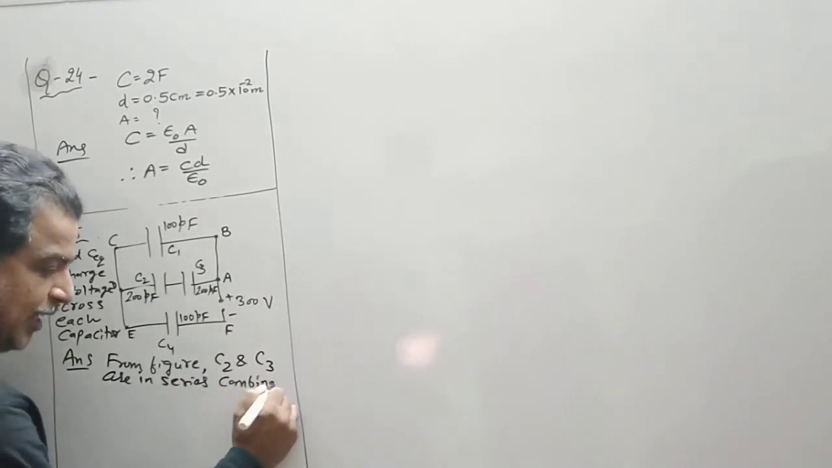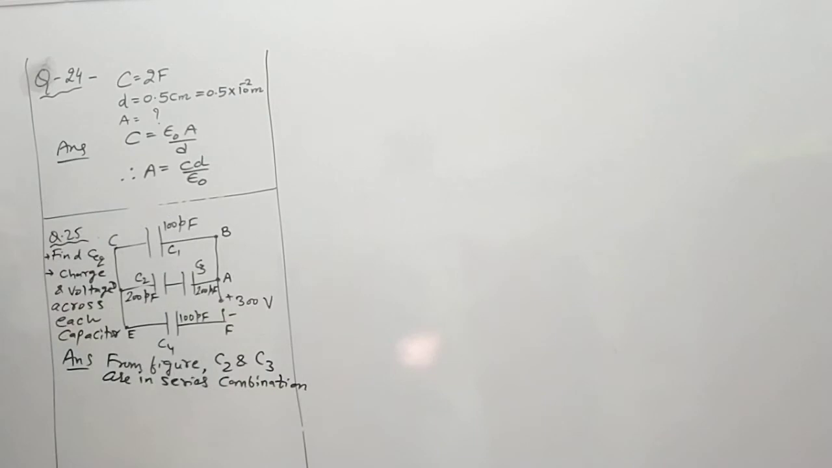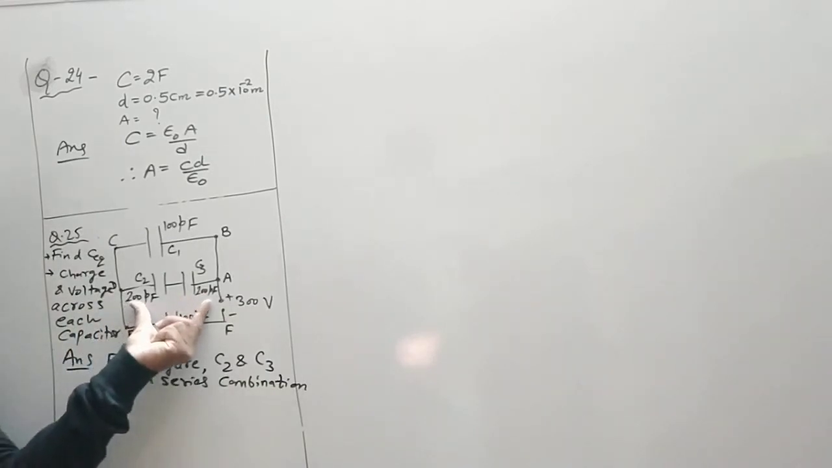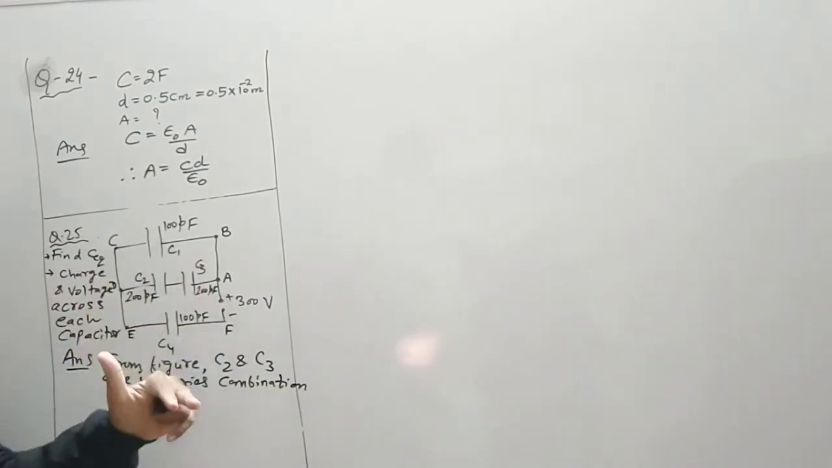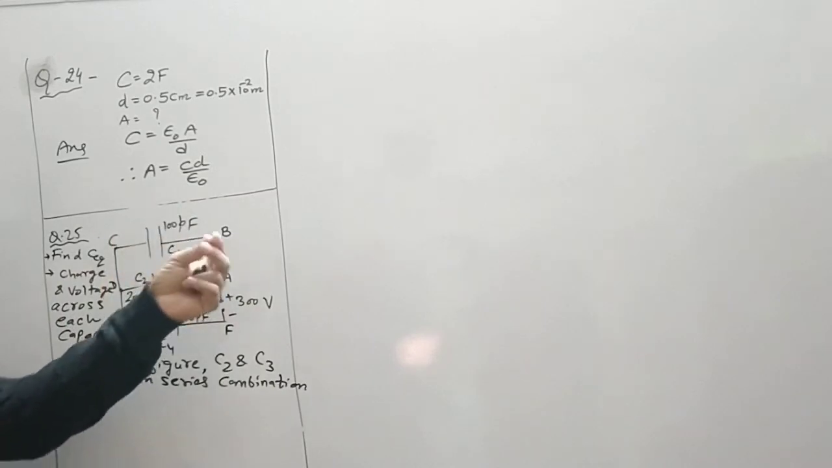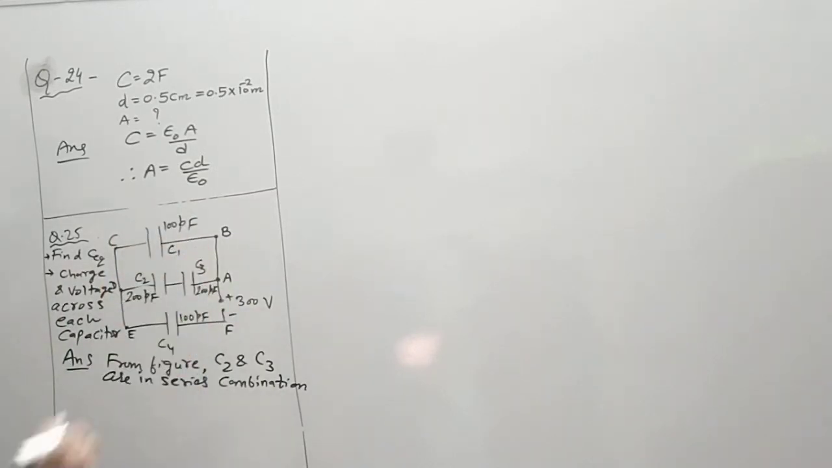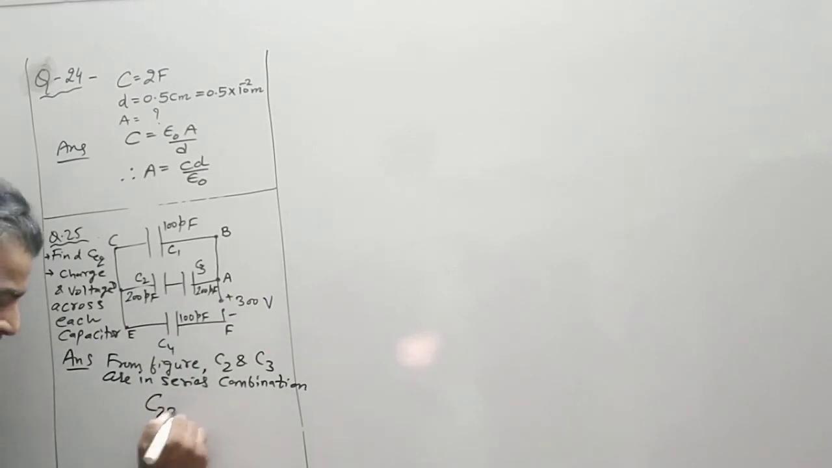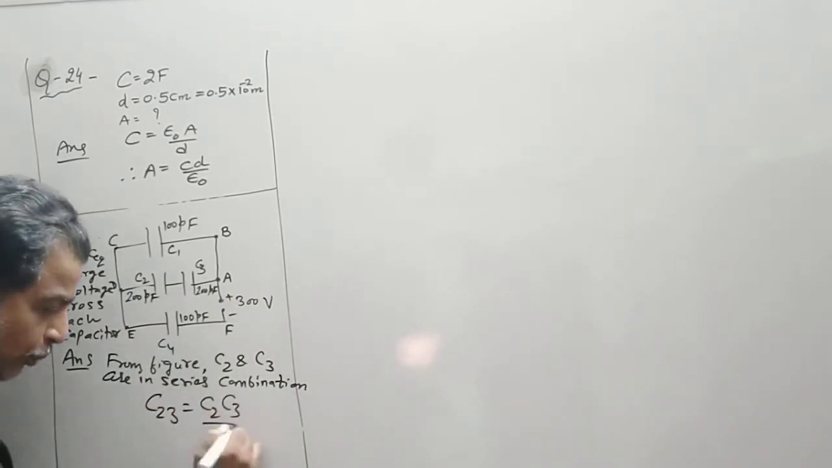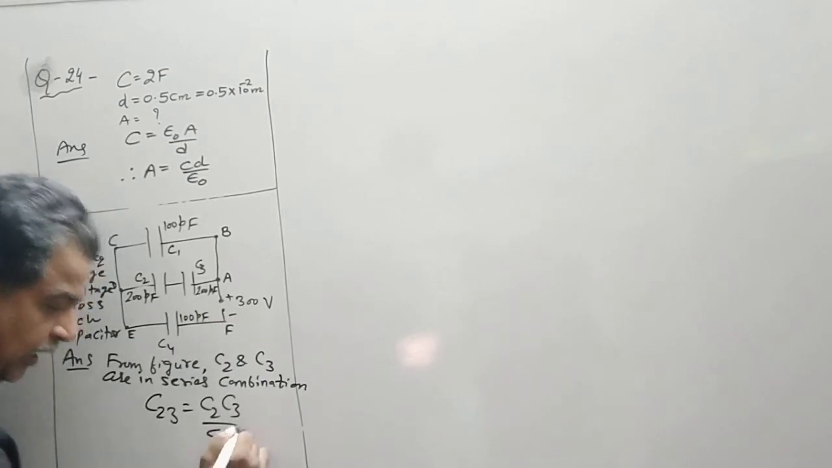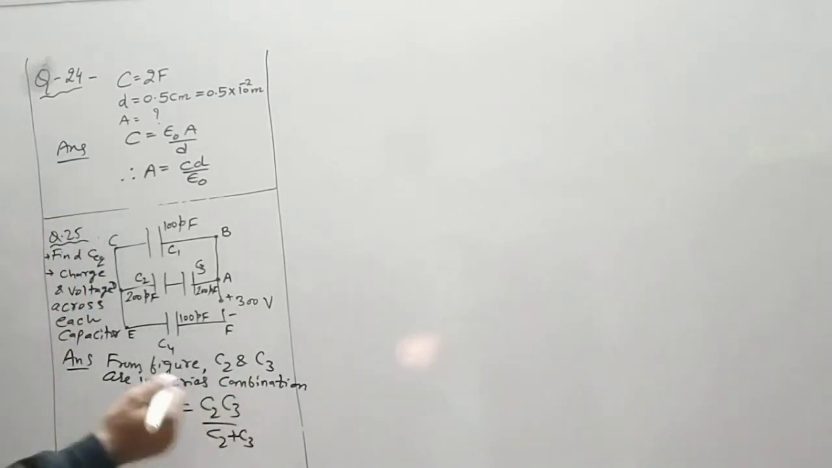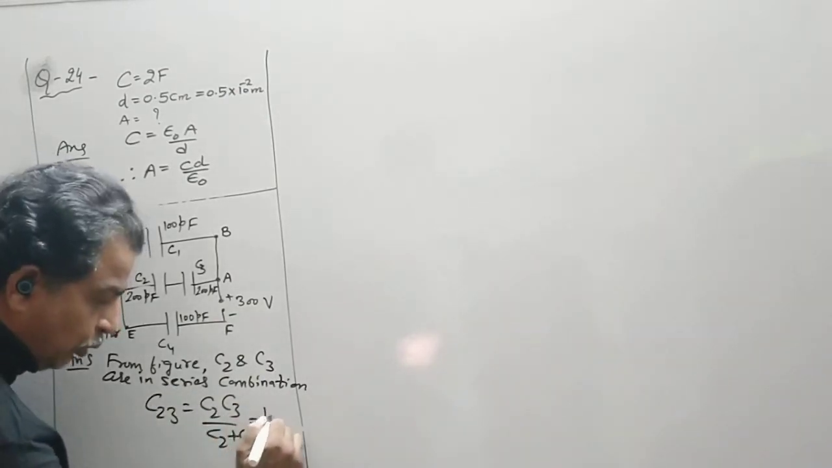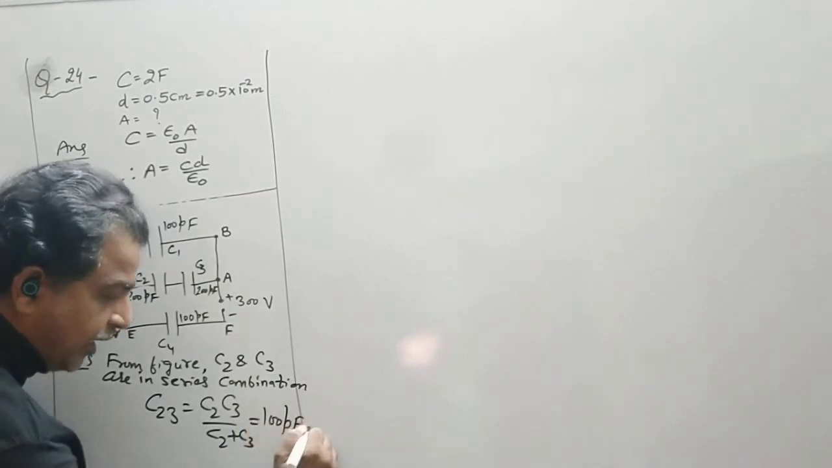Now if they are in series combination and they have identical values, the resultant will be half, because C equivalent will be equal to C by N. There are 2 capacitors, so 200 divided by 2, or C23 is equal to C2 C3 upon C2 plus C3. Even if you substitute all these values, it comes out to be 100 picofarad. Let us name this as equation 1.